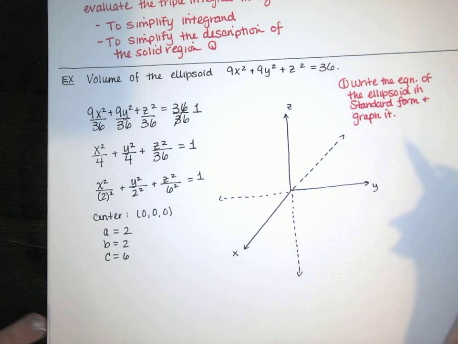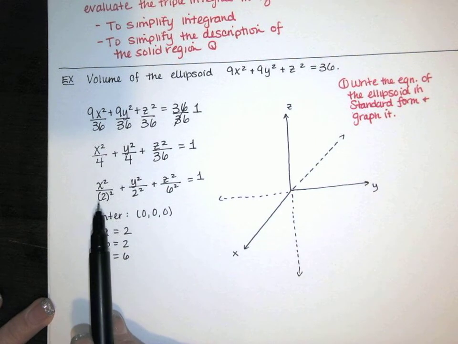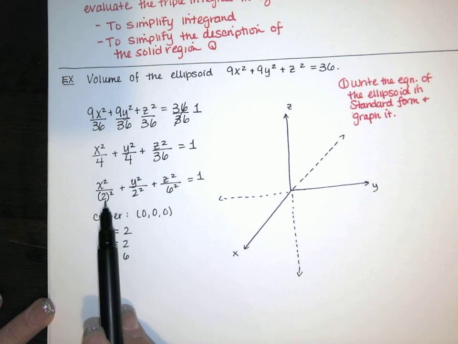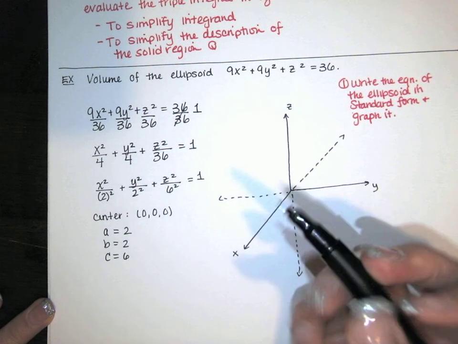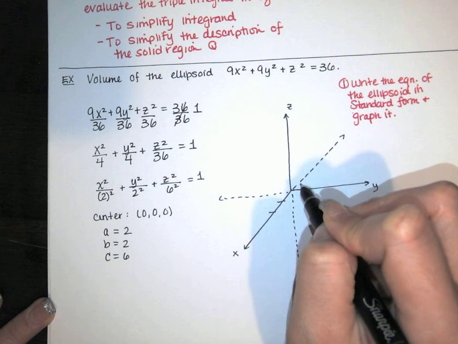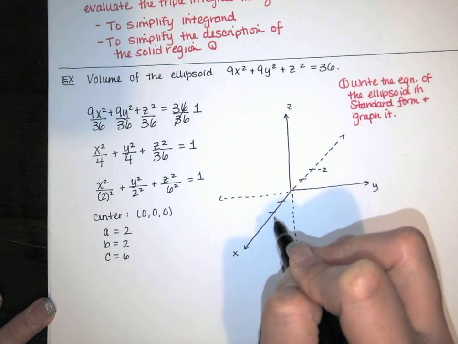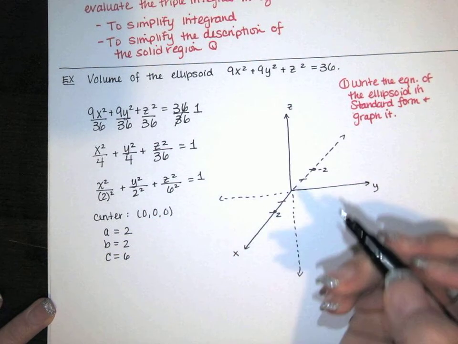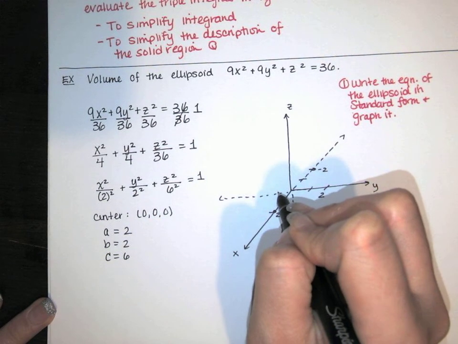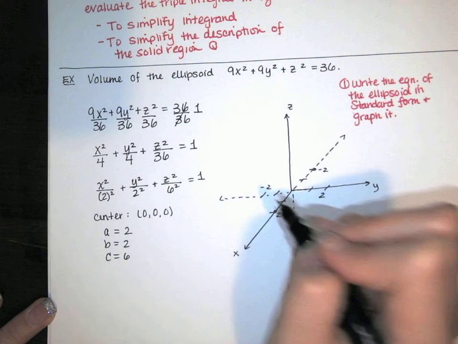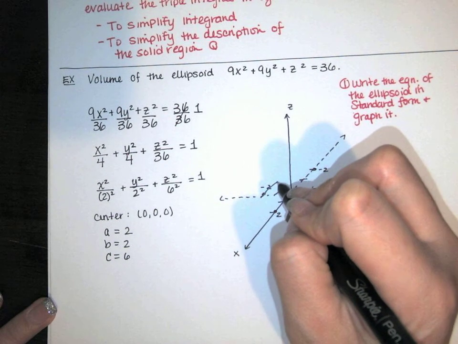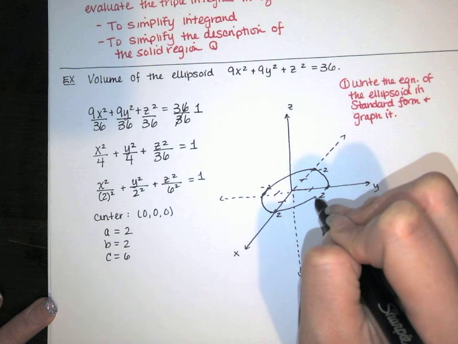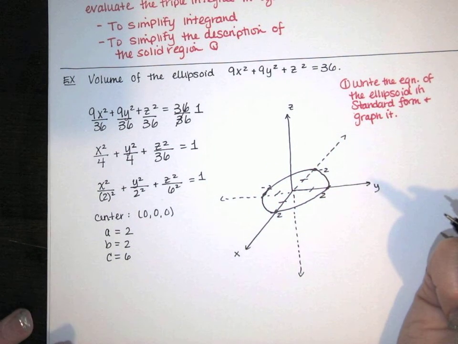Okay, so we're starting at 0, 0, 0. Since there's a 2 under the x squared, so I've got a 2 squared under the x squared, I go plus and minus 2 units from 0, 0, 0 in the x direction. Those points are on my ellipsoid. And since there's a 2 under the y squared, I go plus and minus 2 units in the y direction. And those points are on my ellipsoid. Look what we've got in the xy plane. There's a circle of radius 2 that's making me think of polar coordinates.